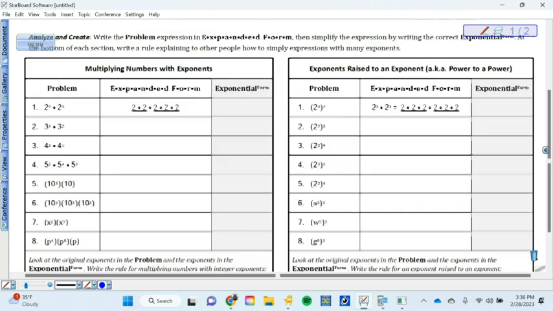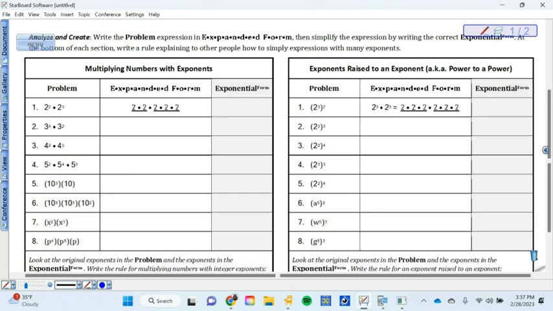So what we're doing down here is we're looking at different properties of exponents. When we have the same base, we have a couple of shortcuts we can use. So for number 1, I've got 2.